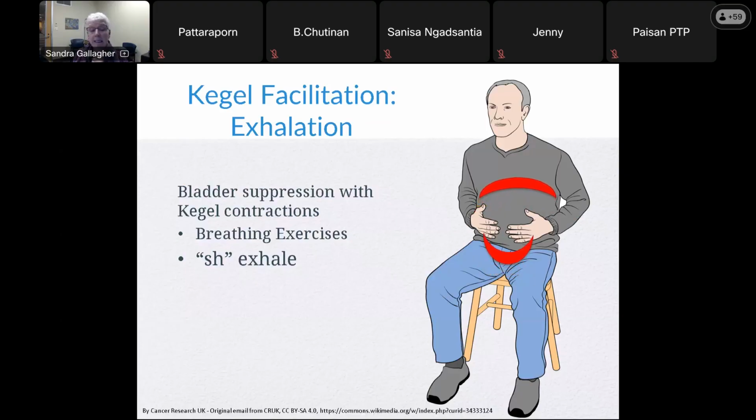And urinary leakage is common with coughing and sneezing and stress urinary incontinence. And coughing and sneezing is a rapid exhalation. So training the pelvic floor to contract with exhalation can help. You can also have them practice doing a pelvic floor exercise with coughing and sneezing.